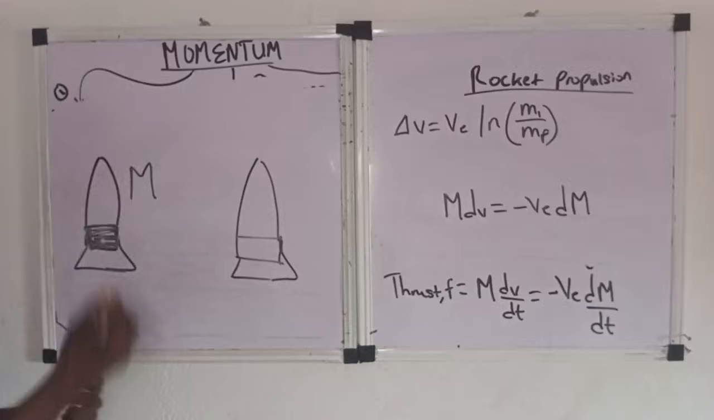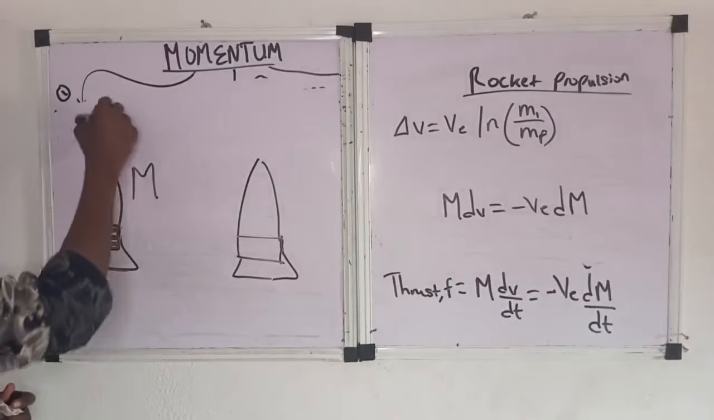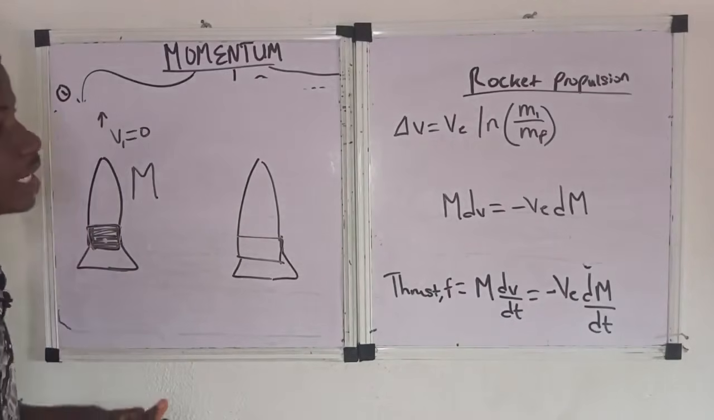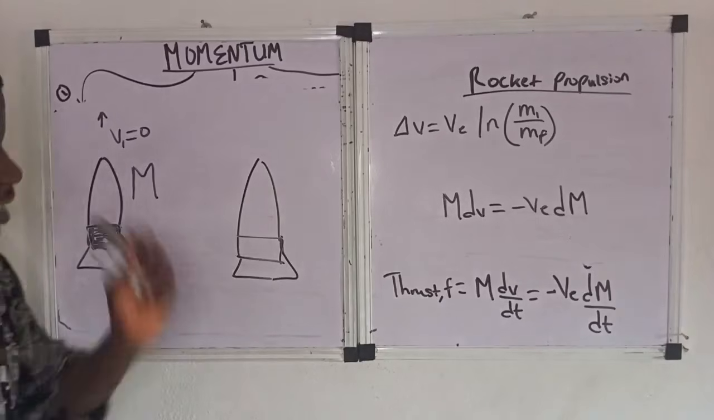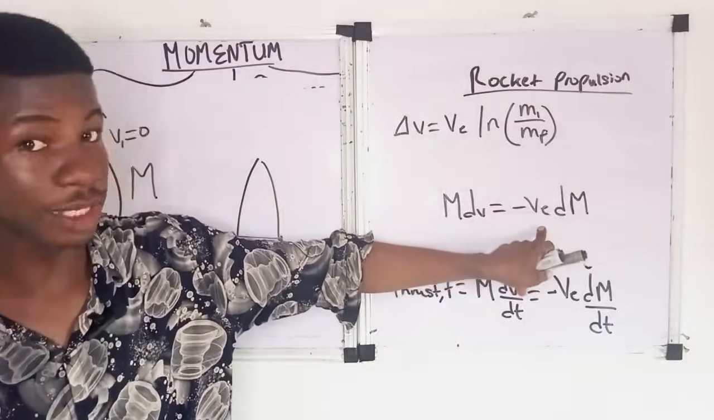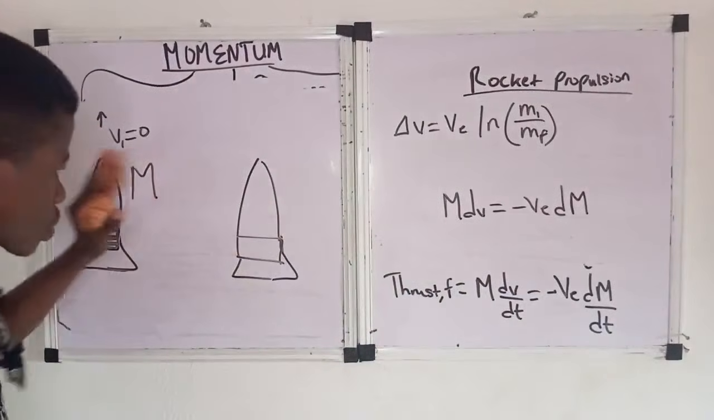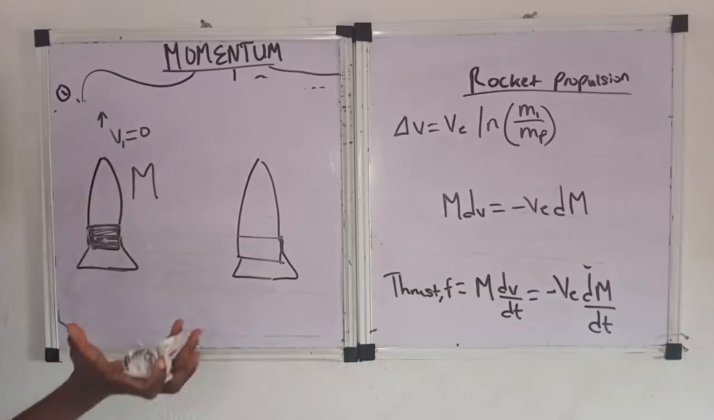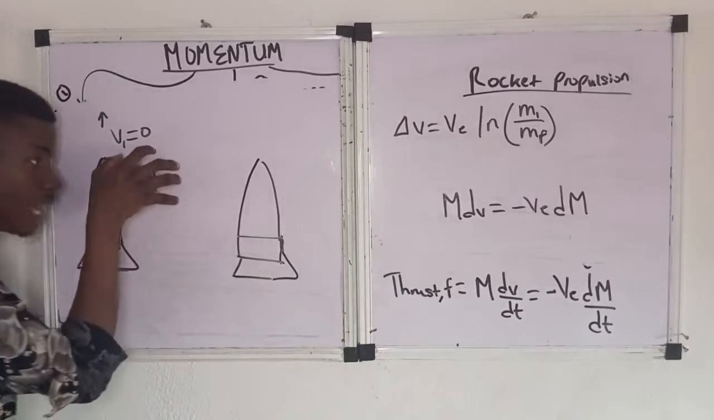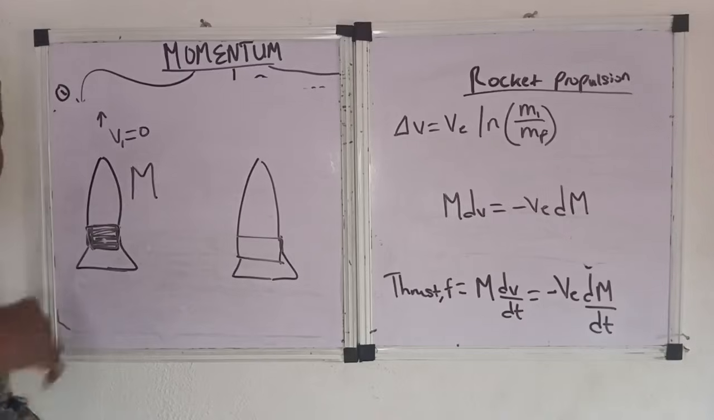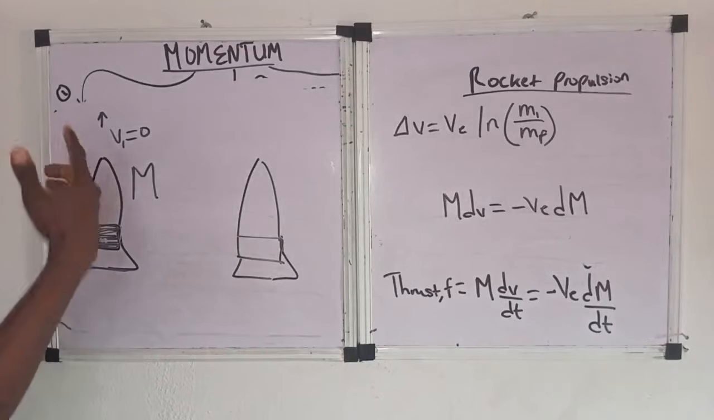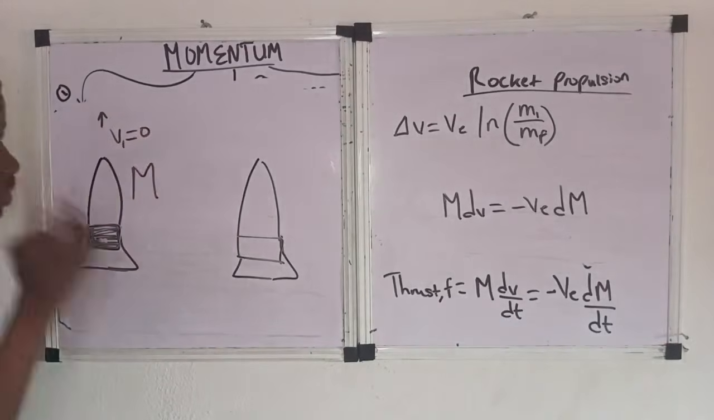Since the rocket is not launched yet, the velocity of the rocket will be zero, right? The velocity of the rocket is different from this v, the minus v here, which I will also explain for you. So before the rocket is launched from the ground, this is the mass of the rocket, both the mass of the rocket itself and the mass of the fuel, while this one is the velocity of the rocket, which is zero because the rocket is not launched yet.